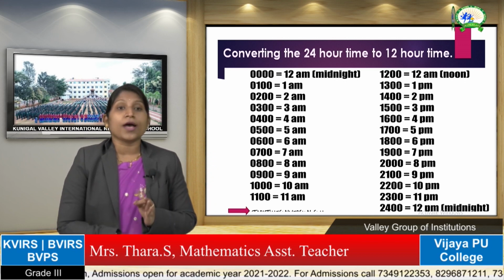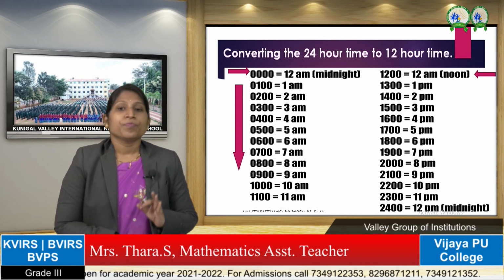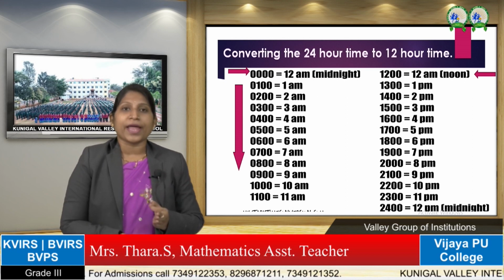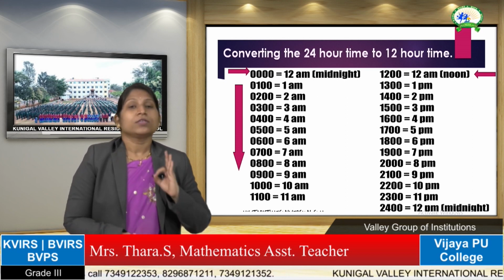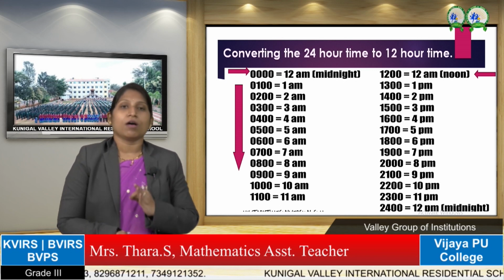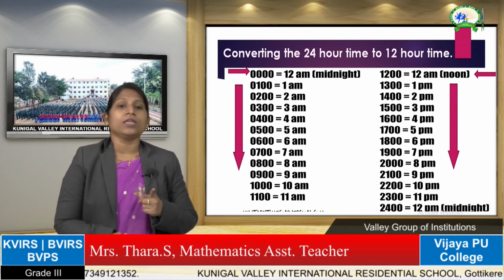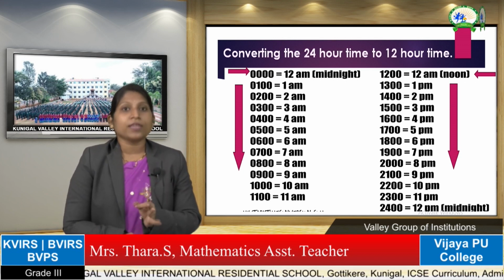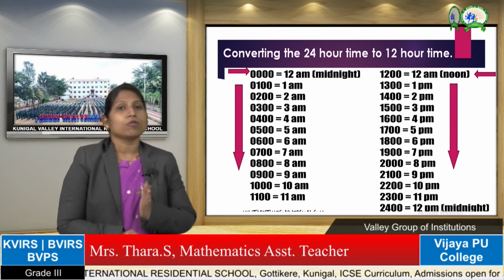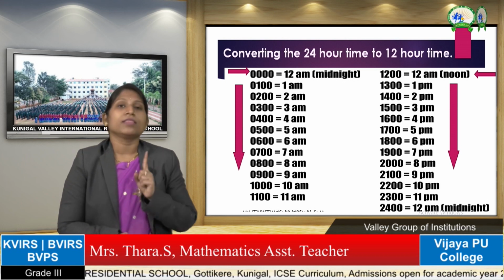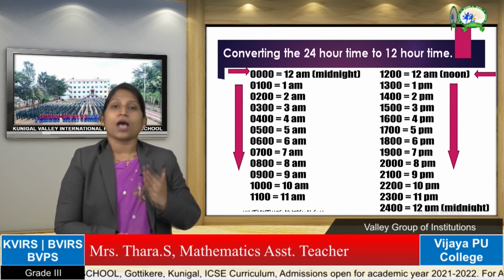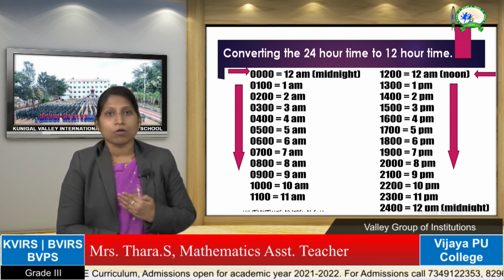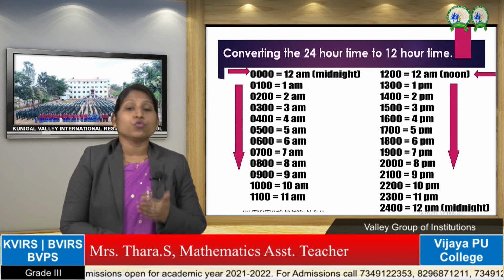So if you come to the noon, afternoon, it will start PM. So what do you have to do? You have to subtract 12. So you have to subtract 12 to represent in 12 hours time. That is, see there, 1300 hours. 1300 hours means you have to subtract 1200. 1300 minus 1200 is 1. Okay, that is 1 PM. 1400 hours means 1400 minus 1200. That is 2 PM.